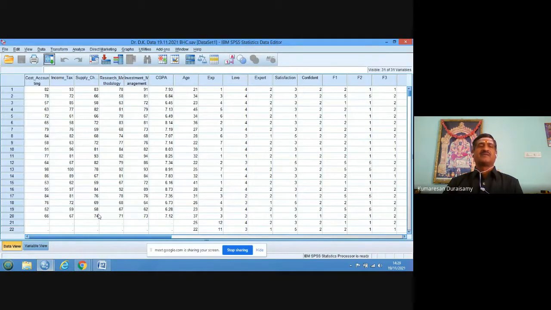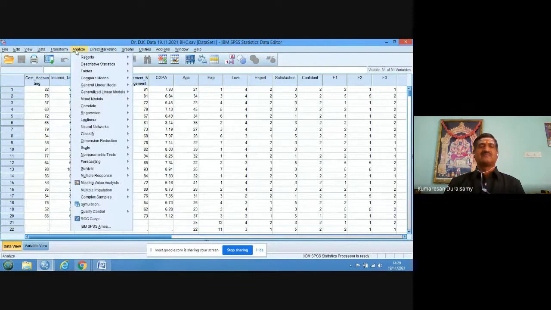See, this is the data I have given to you. Go to Analyze. As usual, go to Analyze. Then we have Correlate. There is a menu in the drop-down list. Correlate. A submenu appears having 3 options: Bivariate, Partial, and Distances.